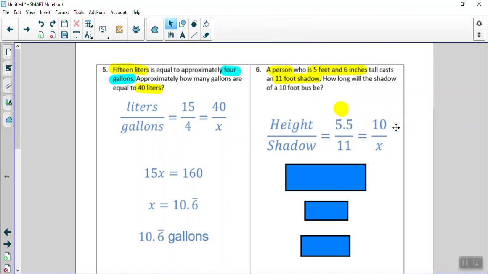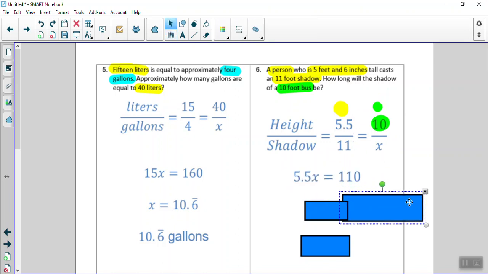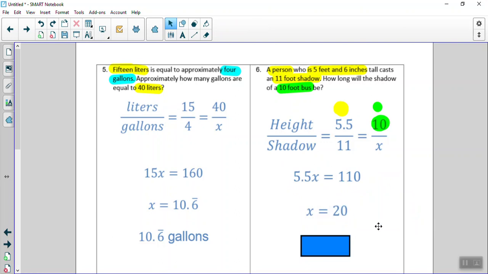In my second fraction, I'm going to make a whole fraction just for the bus. The problem says, how long will the shadow of a 10-foot bus be? So the bus is actually 10 feet, right? We're trying to figure out how long its shadow is, so that's our fraction for our bus. Then we're just going to cross multiply. 5.5 times x is 5.5x. 10 times 11 is 110. Divide on both sides by 5.5, and we get x is equal to 20. And again, everything here was in feet, so our answer is going to be in feet also. It is 20 feet for the shadow.